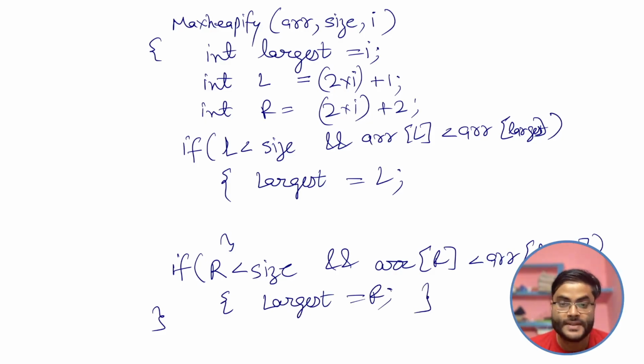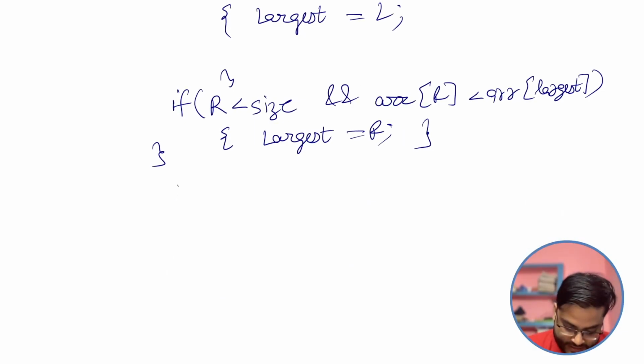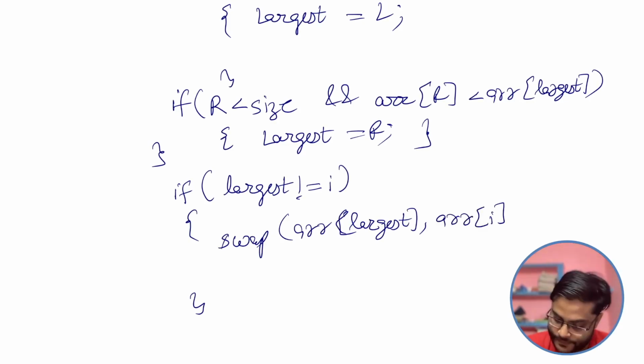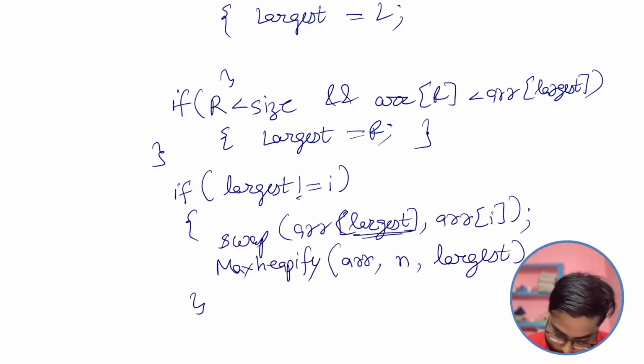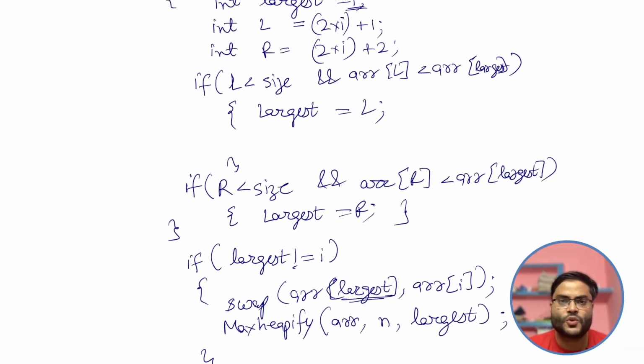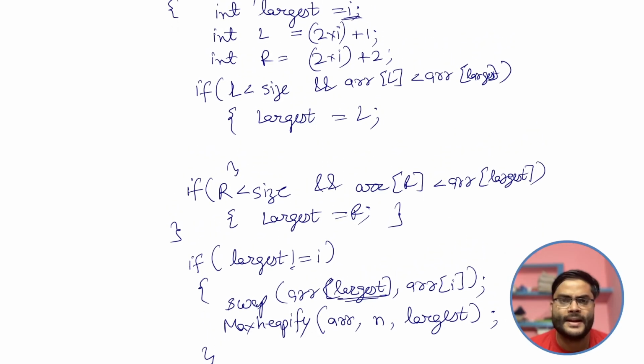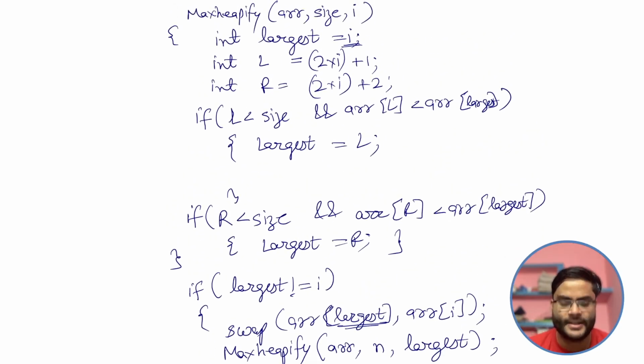And I will check if I have updated the largest or not. If so, I will swap. Okay, and I will call the MaxHeapify again for lower elements. So I will call MaxHeapify for array, and now I will call it for my largest. So this is our pseudocode for MaxHeapify, right? Let's code it and let's see.